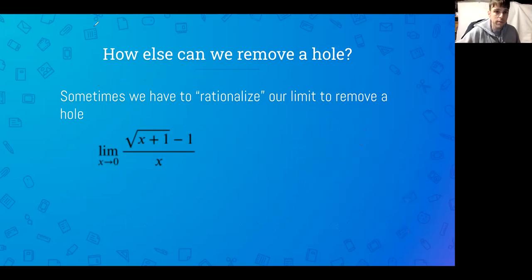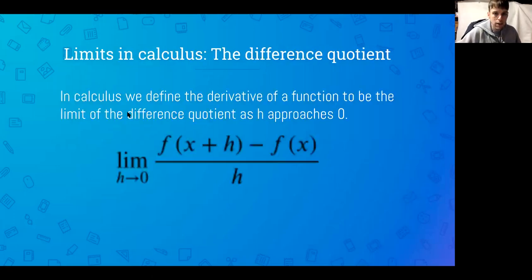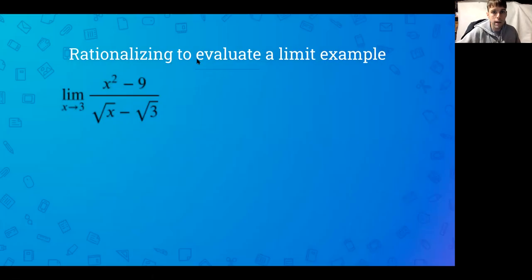Let's do another example, obviously, because that's what we do. All right, so again, rationalizing. We got some radicals here. And again, if I plug in a 3, root 3 minus root 3, we get 0 on the bottom. So I'm going to need to get rid of that by rationalizing.